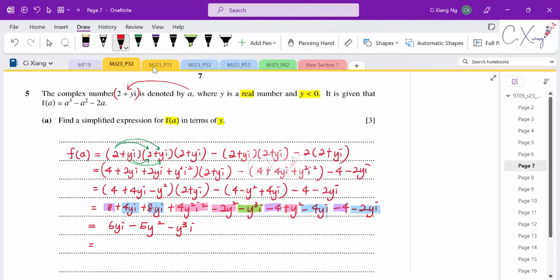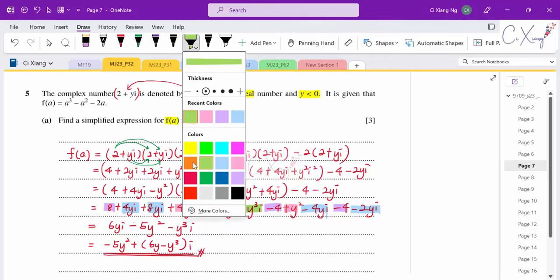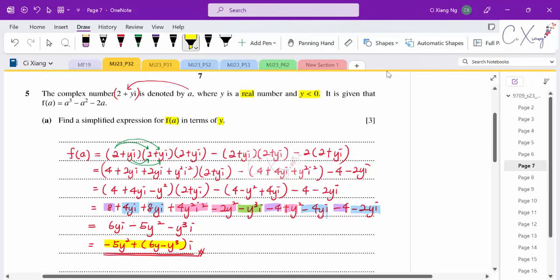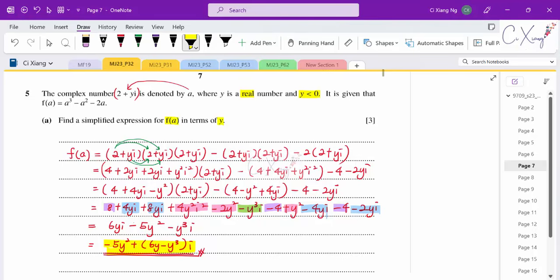After we expand everything, we want to rephrase it into the pattern of a complex number. A complex number is x plus yi, right? The real part is at the beginning, and then the imaginary part at the end. So my real part is negative 5y squared. For the imaginary part, I'm having 6y minus y to the power 3, times i. So this is what we get for the function f(a) in terms of y, after I substitute a into the expression, then expand and simplify. So this is what we have for part A, question number 5.